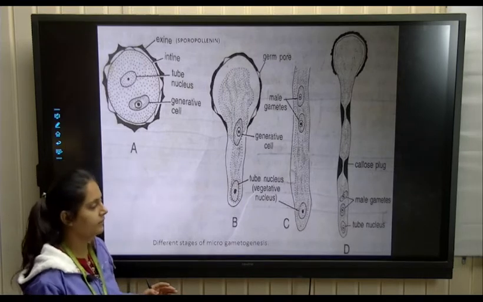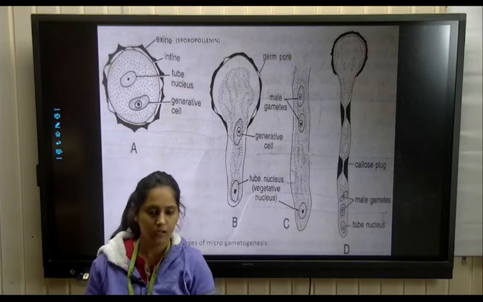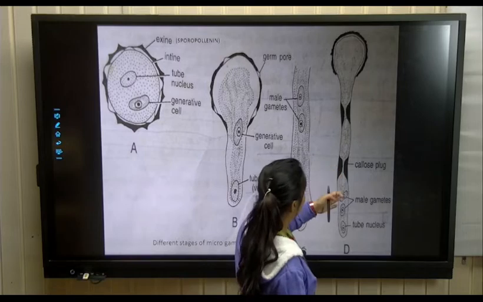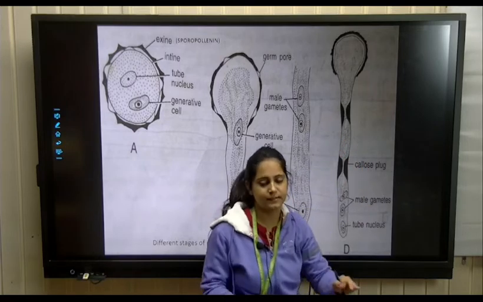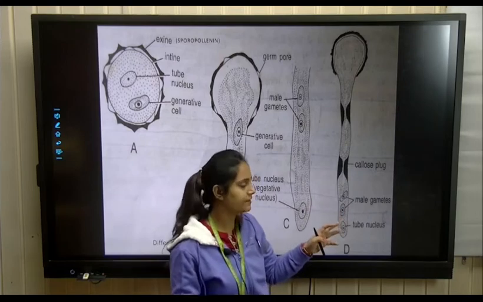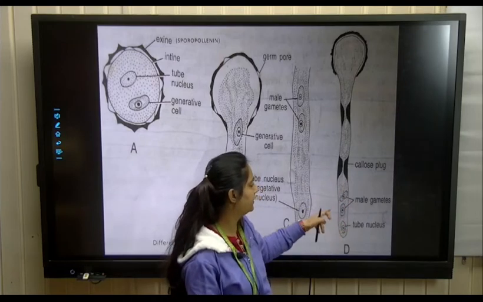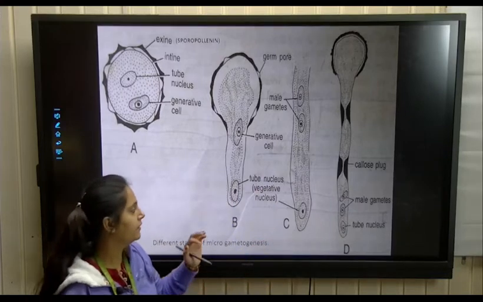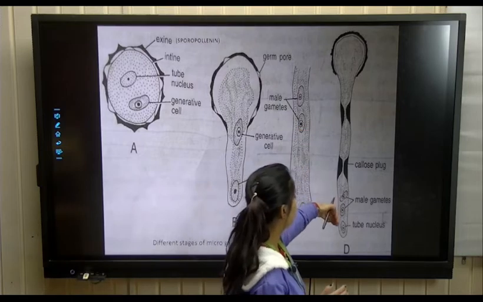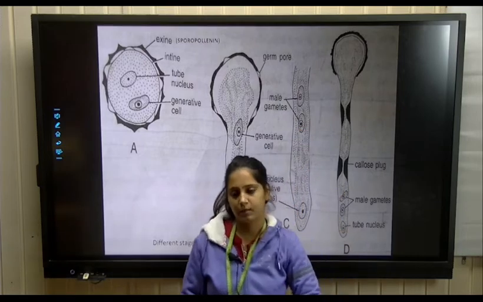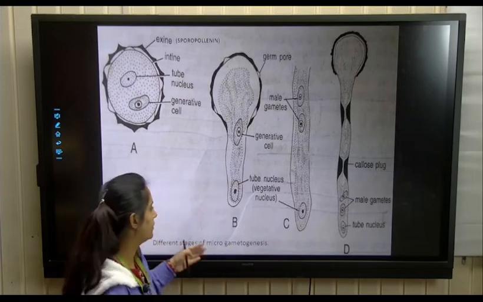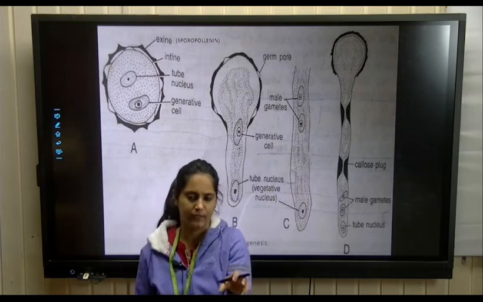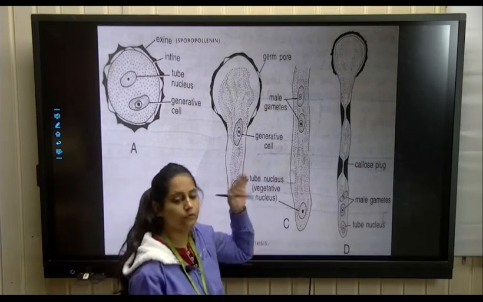What is a callose plug? It is made up of beta glucan, and it restricts the movement of the contents back inside the pollen tube, meaning it causes the pollen nuclei to remain in a small area only, so that they do not go back in the pollen tube and they move through the stigma inside the ovary. So this plug helps them. A plug is something which blocks that particular area, and does not allow things to move in the backward direction.